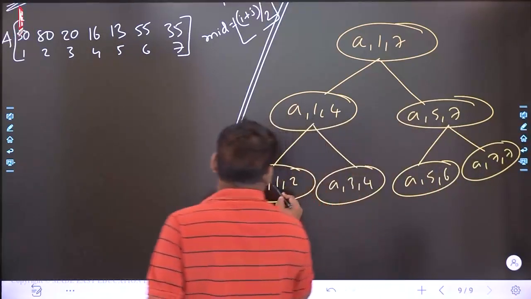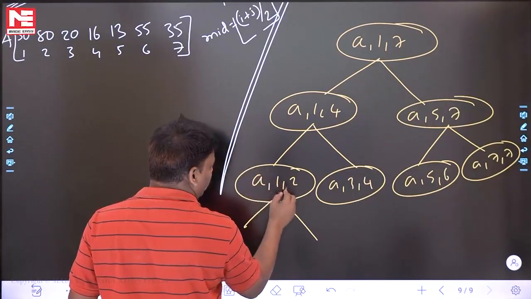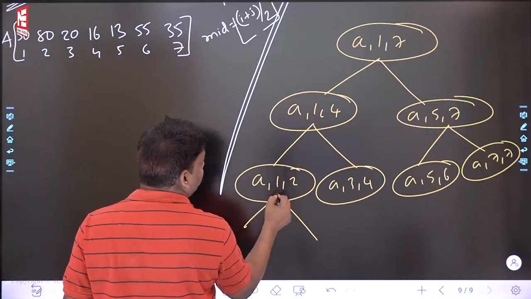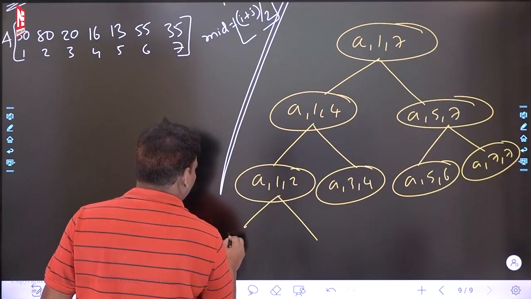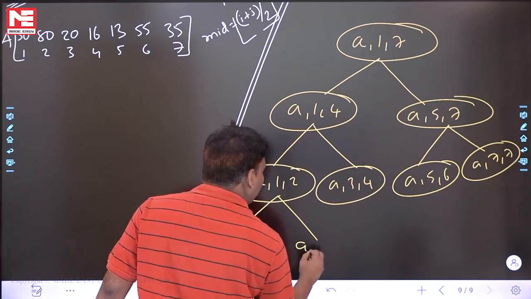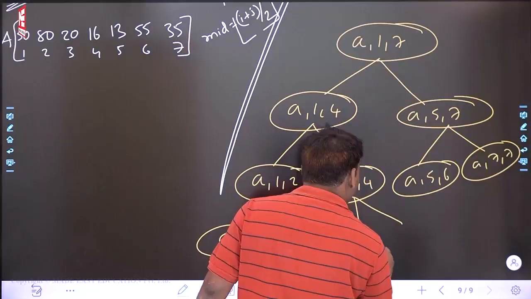Next one, array A which contains 1 to 2. The problem is a big problem. Divide. So what is the answer? If you divide it, the answer is going to be 1 plus 2, 3 by 2, 1.5, means take 1. Array A which contains 1 to 1. Next one, array A which contains 2 to 2. Next one, array A which contains 3 to 3.